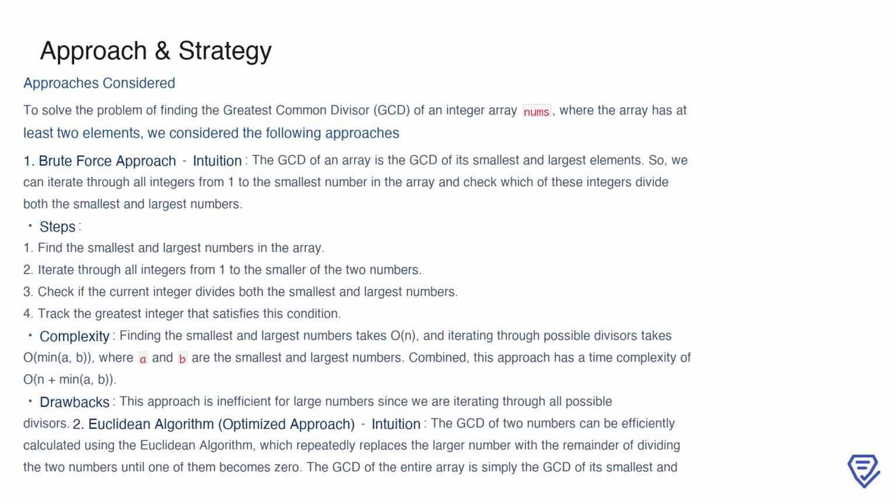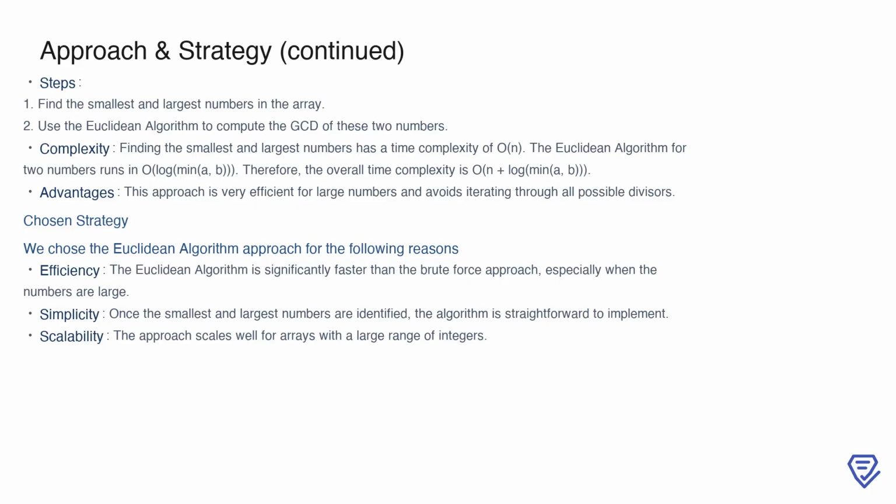This limitation led us to consider a more efficient alternative, the Euclidean algorithm. The Euclidean algorithm provides a much more optimized way of finding the GCD of two numbers. This algorithm works by repeatedly replacing the larger number with the remainder obtained when dividing the two numbers, continuing this process until one of the numbers becomes 0. At that point, the other number is the GCD.